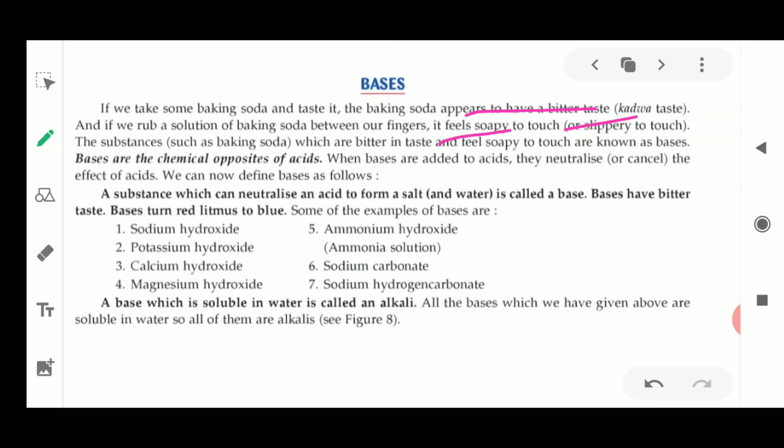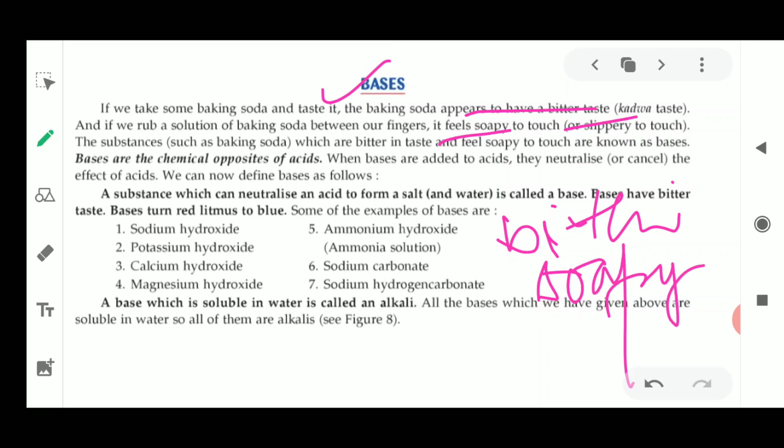If you have tasted shampoos and soaps while bathing, you will feel that they have a very bitter taste. Why do they have a bitter taste? Because they contain a chemical called bases. So what are bases? These are chemical substances which are bitter in taste, and they are slippery to touch, soapy to touch. Then which litmus will they turn, and to which color? They turn red litmus to blue color. So these are the specific characteristics of a base.